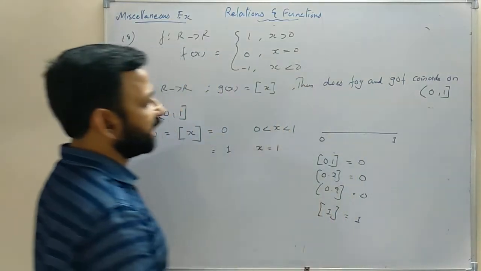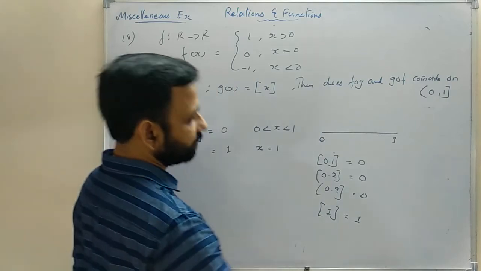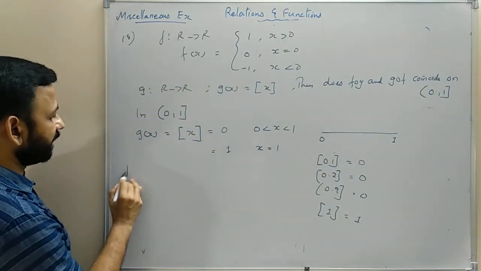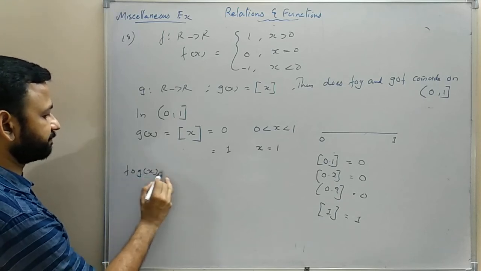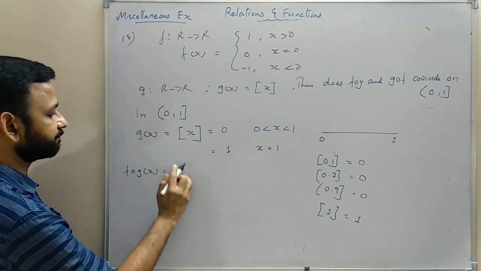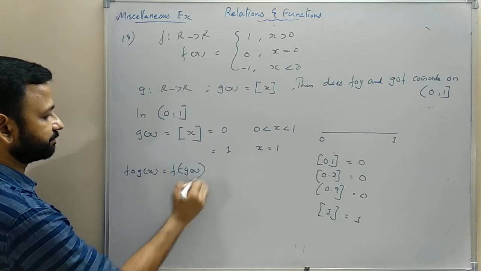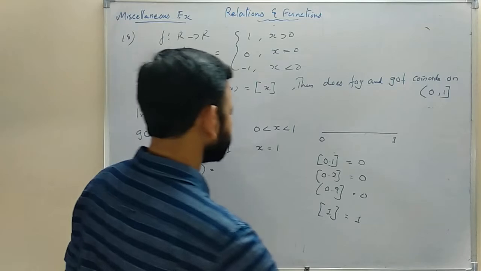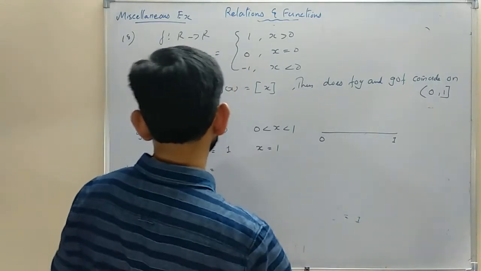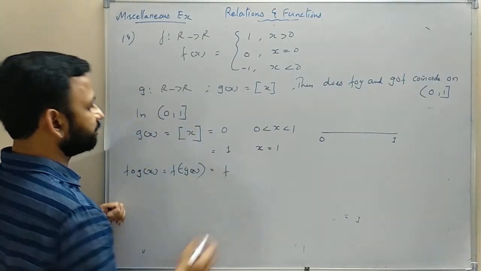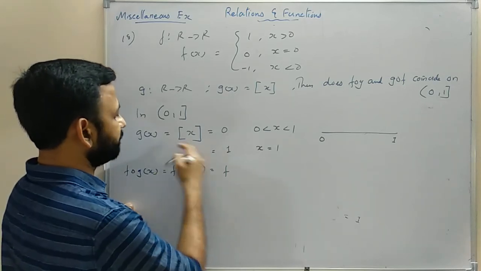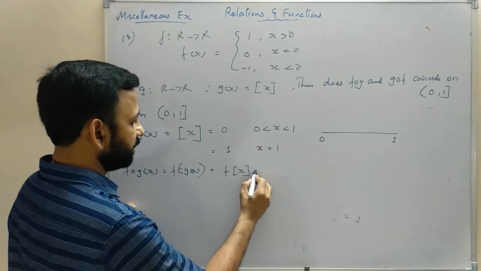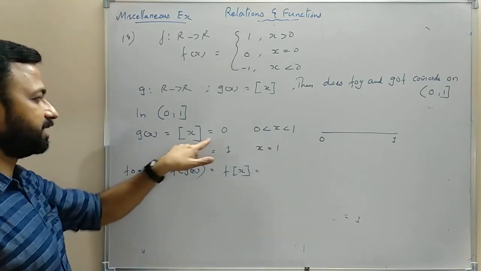f composition g and g composition f. Then we need to compare whether both the functions are the same or not. So f composition g of x equals f of g of x. That is f of g of x. g of x is the greatest integer function x, equal to the greatest integer function x.